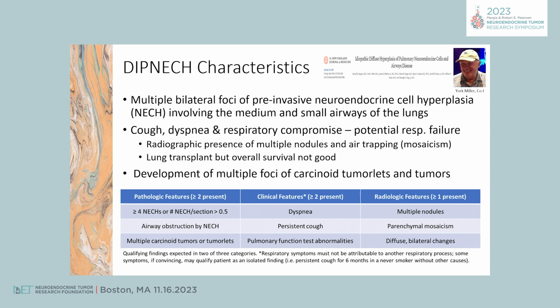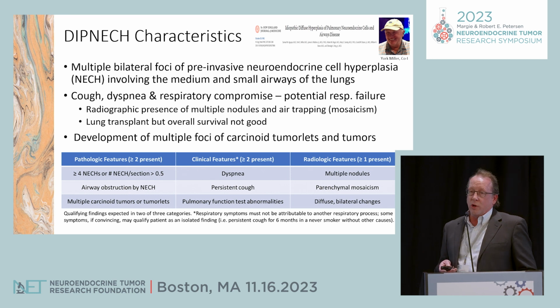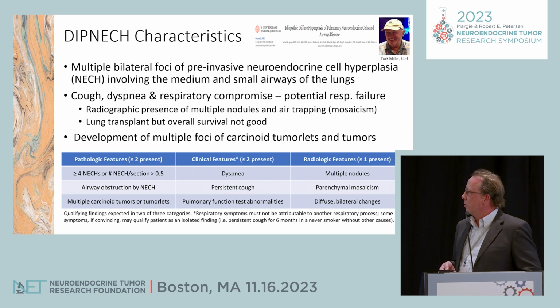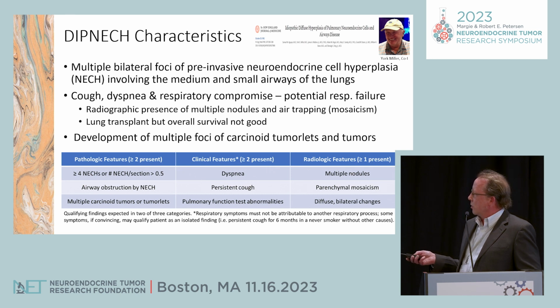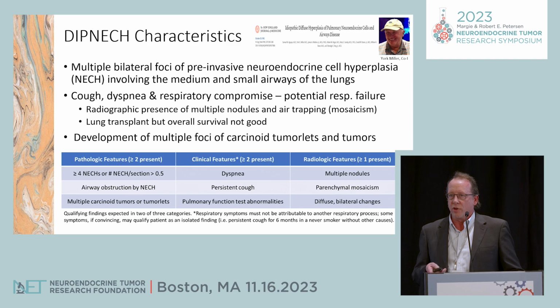So York has gone through and characterized for our 54 patient cohort the clinical signatures that we see in patients with DIPNEC, and that includes a persistent cough, a progressive dyspnea, and respiratory compromise that can lead to respiratory failure, sometimes necessitating lung transplant. There are also characteristic radiographic changes, multiple nodules, and air trapping. And so we've used all of these different characteristics to classify each of our cases as to whether there's strong, intermediate, or weak evidence of DIPNEC.